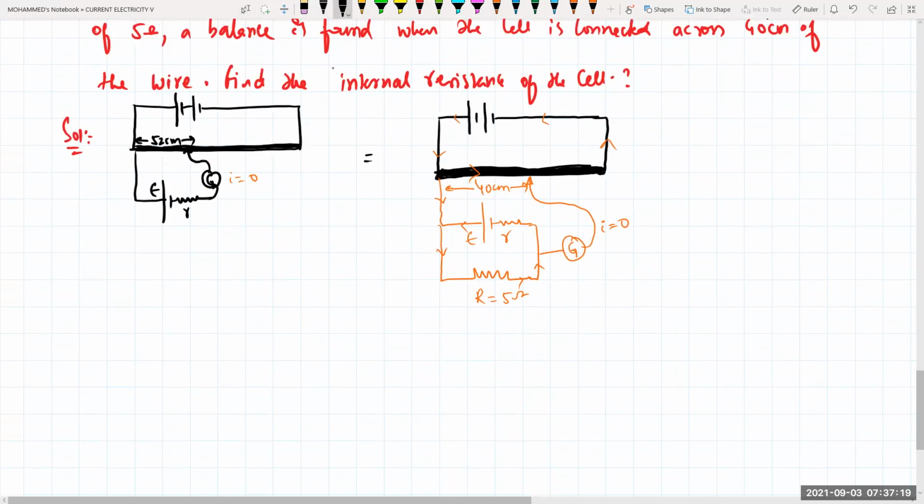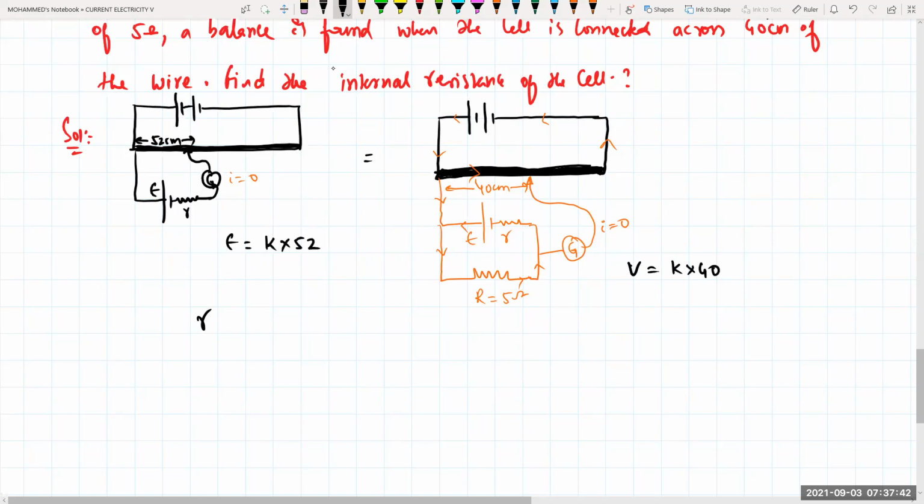Now tell me, how do you calculate the internal resistance? EMF of this cell here will be equal to how much? E is equal to the potential gradient K into the balancing length, 52 centimeters. Here also the potential gradient will be the same. Terminal potential across the cell, that means V, will be equal to the potential gradient into 40 centimeters.